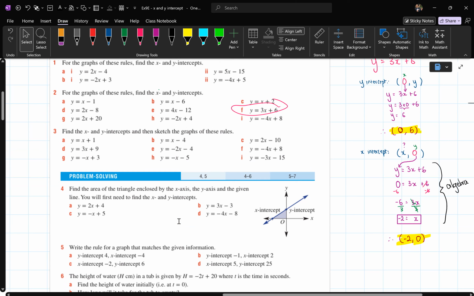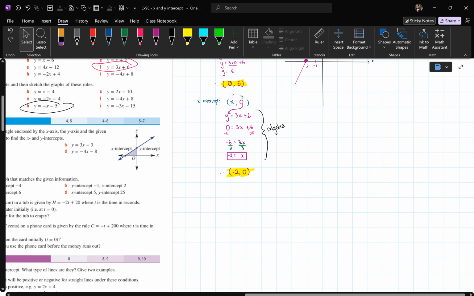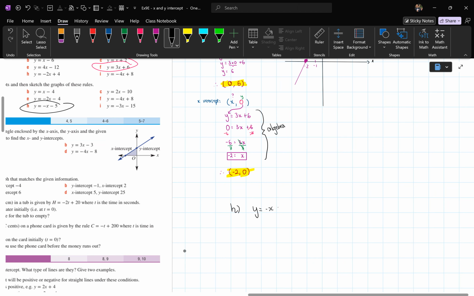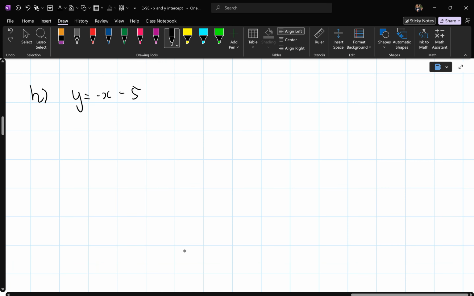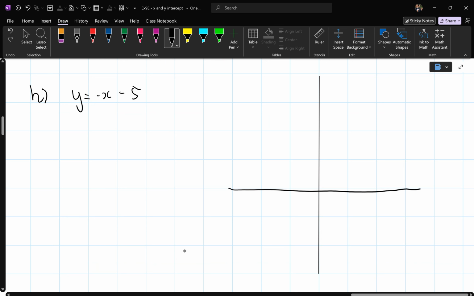Let's pick ones with negatives in it. Let's try h. Okay, so h is y equals -x minus 5, right? Okay, here we go. Let's do it again. So the goal is I want you to sketch this. That's the goal. This is y, this is x. Yeah? Well, you need 2 points to sketch a straight line.